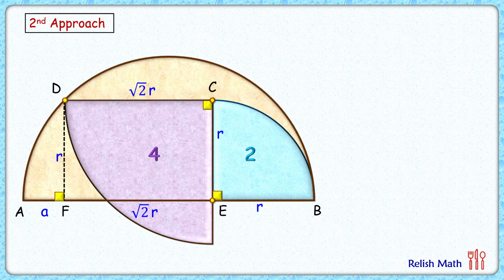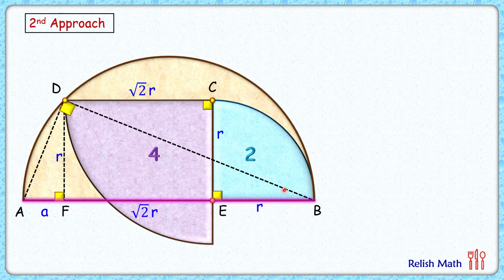For our second approach, we'll use the concept of similar triangles. For that, let's join DB here and let's join DA. Now here AB is the diameter, and we know that a diameter always subtends an angle of 90 degrees. So angle D here is 90 degrees.